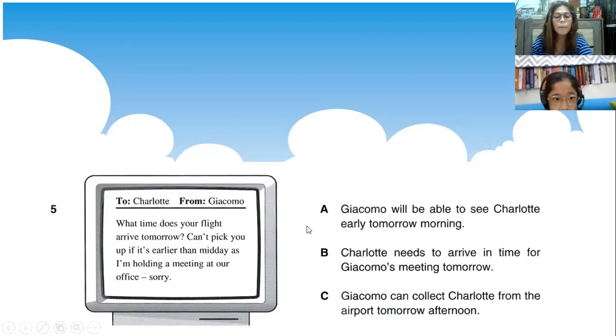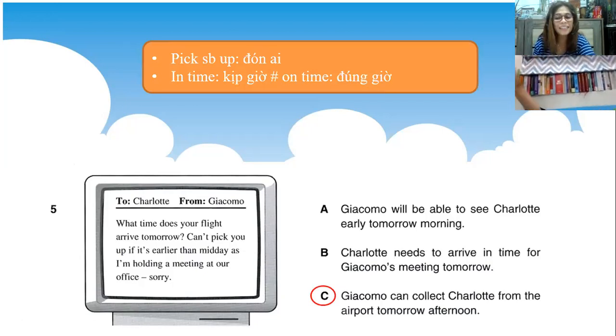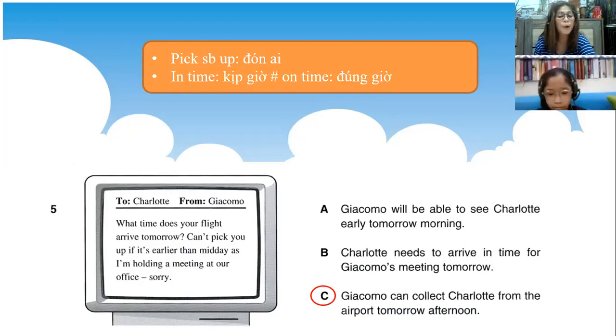Okay, Giacomo to Charlotte from Giacomo. What time does your flight arrive tomorrow? Can pick you up if it's earlier than midday, as I'm holding a meeting at our office. Okay, what's the answer, Lynn? It's letter, I think it's A. Oh, it's letter C. Giacomo can collect Charlotte from airport tomorrow afternoon.